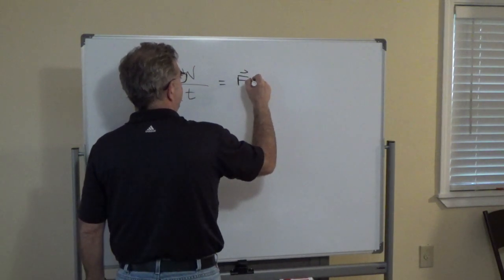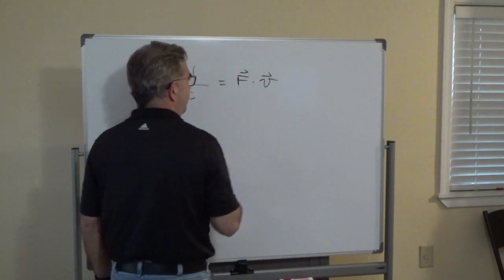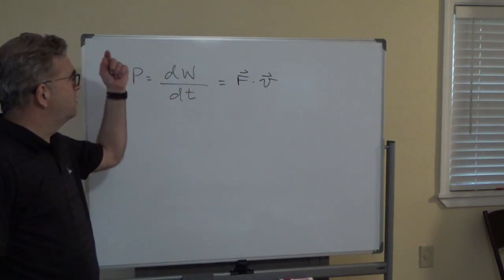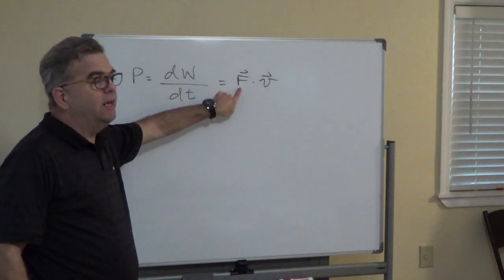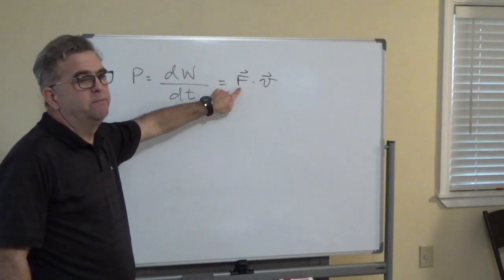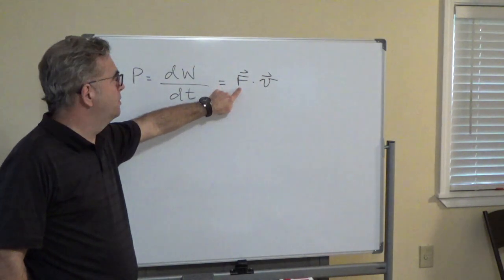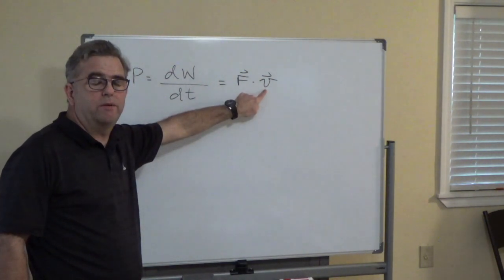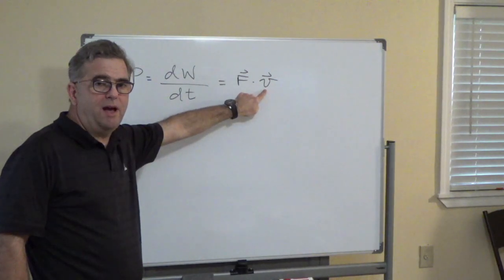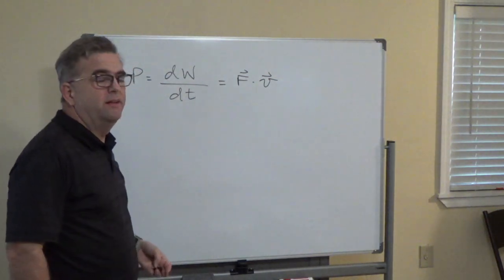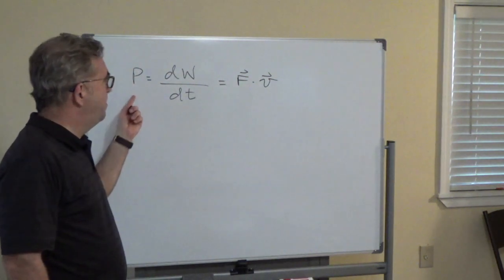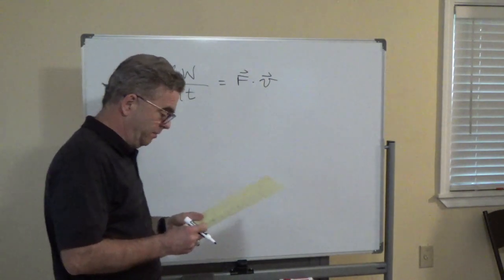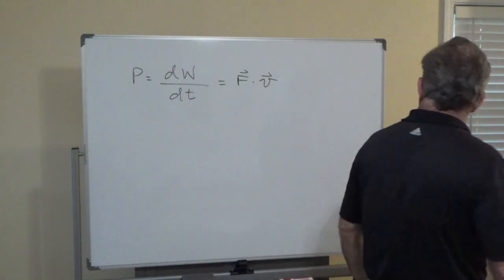F dot V, okay? So if you have a force that you're interested in, how much power is being generated by this force, then you take that force, you take the dot product with the velocity of the object, and that gives you the power, that's the instantaneous power for that particular force, okay?